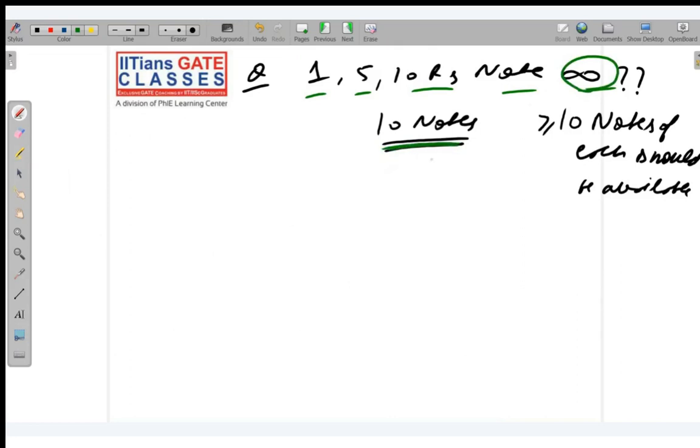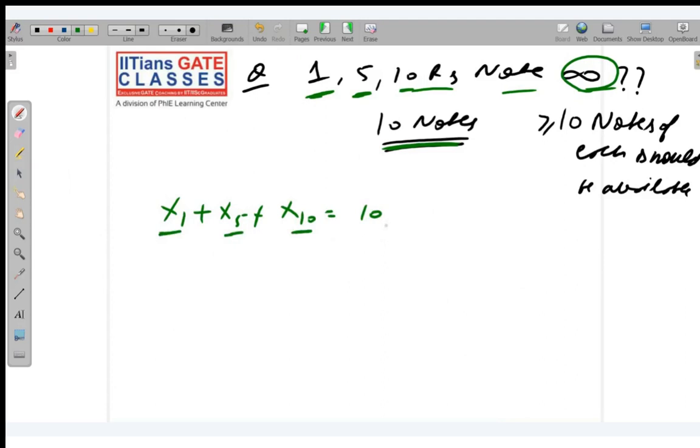Okay, so how many ways are there? Let me tell you. Same thing, right? I think you have got it: red chocolate, green chocolate, blue chocolate and so on. I will say it like this: x1 + x5 + x10 = 10, where x1 is the number of 1 rupee notes, x5 the number of 5 rupee notes, and x10 the number of 10 rupee notes. So the right-hand side is 10.